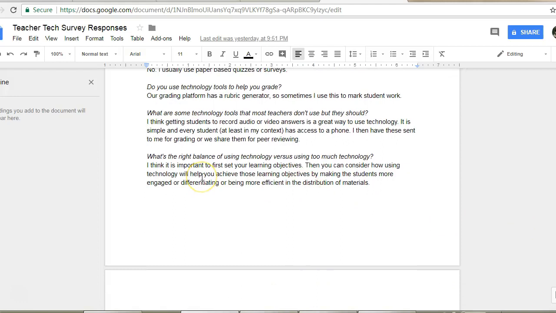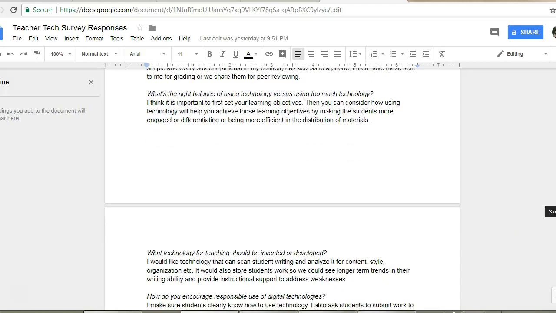What's the right balance of using technology versus using too much technology? I think it's important to first set your learning objectives. Then you can consider how using technology will help you achieve those learning objectives by making the students more engaged, or differentiating, or being more efficient in the distribution of materials. Okay, this is a really great answer. Once again, objectives are actually more important than technology, so focus on that first.